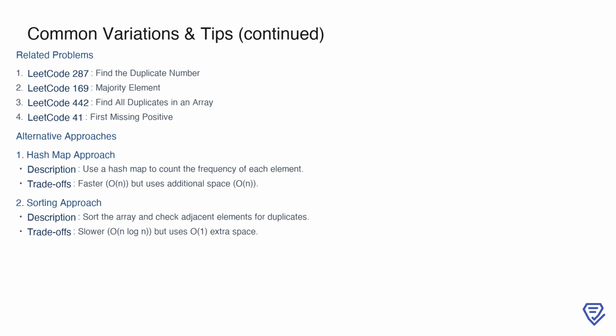Another option is the sorting approach. By sorting the array and checking adjacent elements for duplicates, you can achieve the result in O(n log n) time. This method is slower but uses only O(1) extra space, making it a viable alternative when memory constraints are strict.